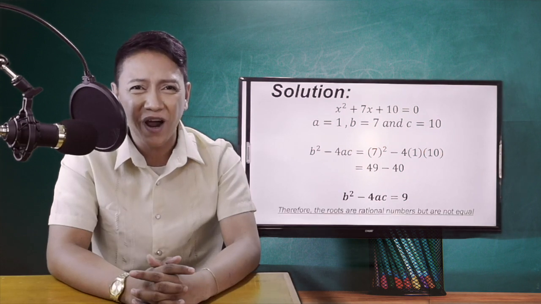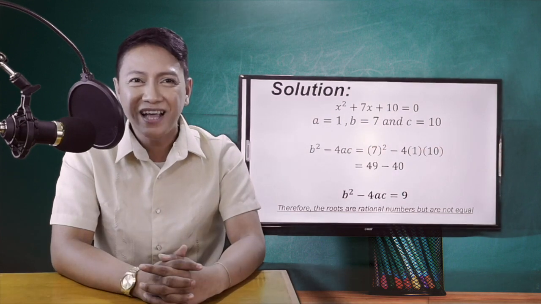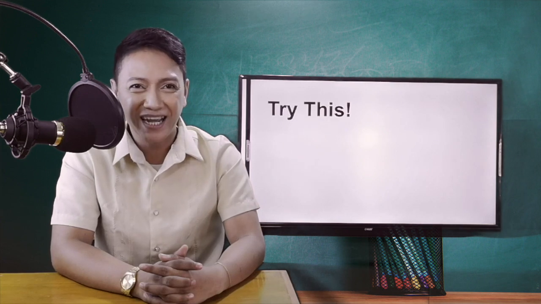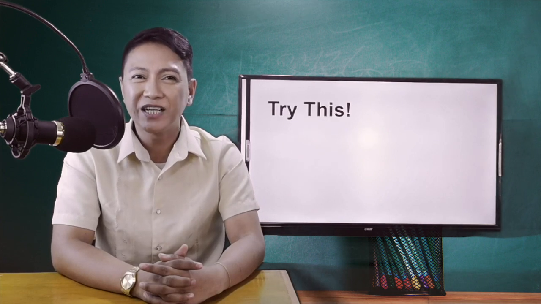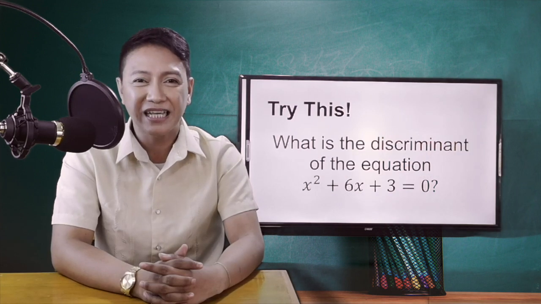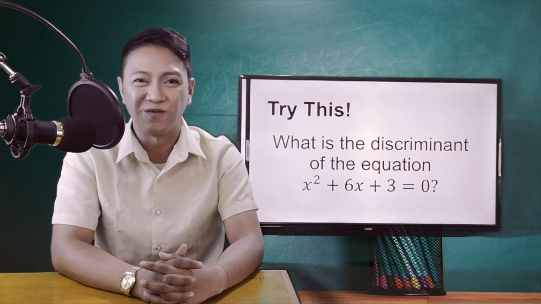Did you get this right? Very good! Now, let us practice more. You are given 20 seconds to do this. Are you ready? What is the discriminant of the equation x squared plus 6x plus 3 is equal to 0? 20 seconds starts now.